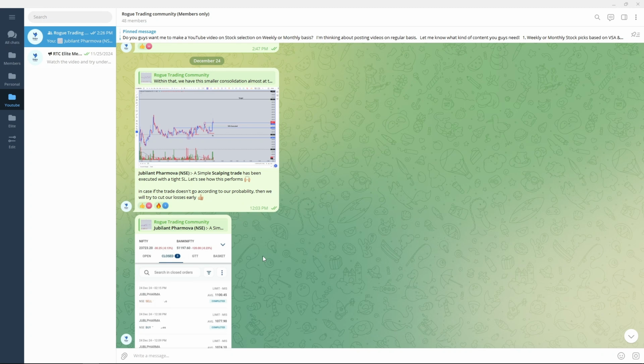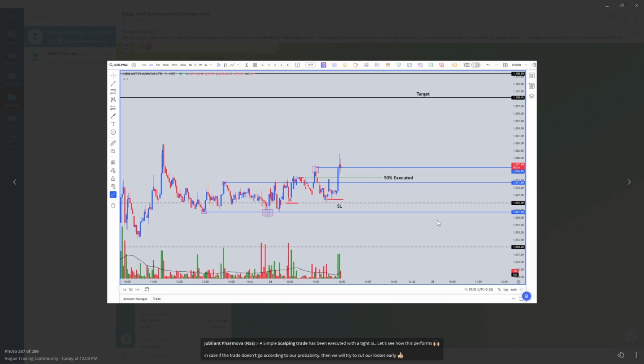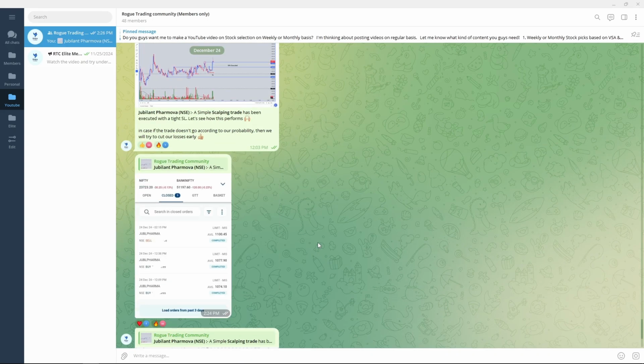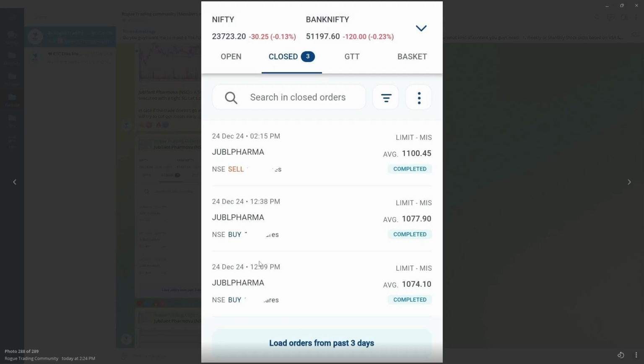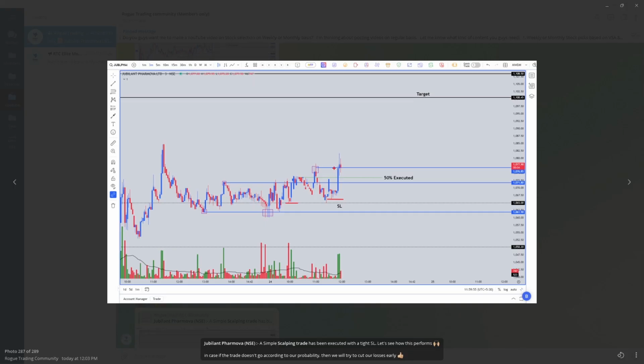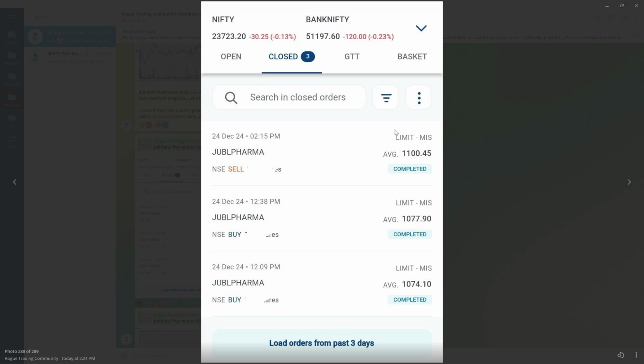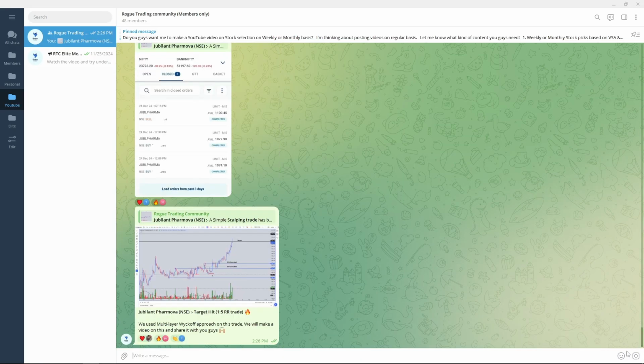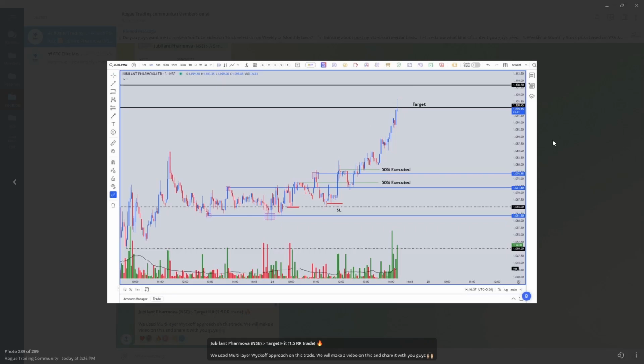So this stock, we actually shared it in the community on 12/3, but my first order got triggered on 12/9. 1074 was triggered on 12/9 because I placed a limit order, and then I added more quantity as the market was further creating momentum at this area, and then finally when the market reached around 1100, I booked my profits right here. That's what happened right here, and I shared this particular chart in the community. So that was today's live trade breakdown.